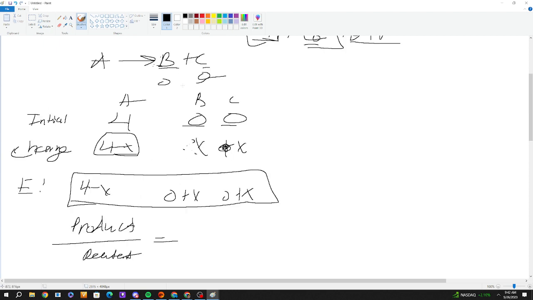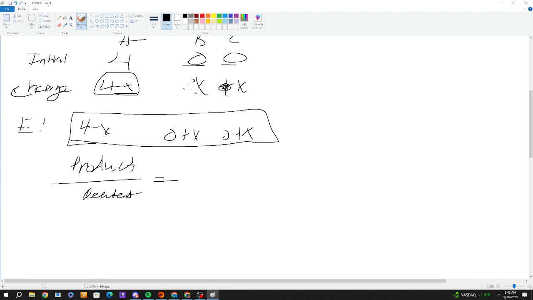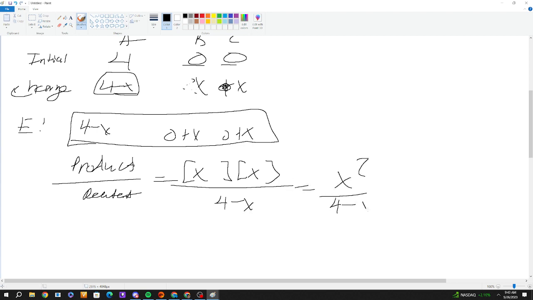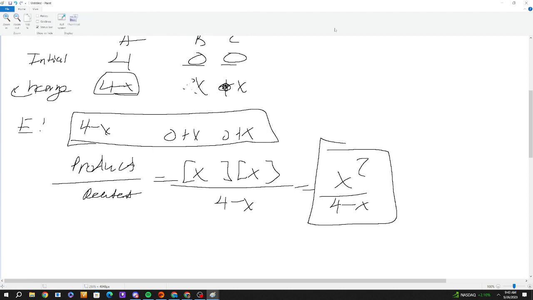Well, my products are B and C, so I've denoted this as 0 plus X and 0 plus X. I'm just going to say X times X, and then my reactant is just 4 minus X. Okay, so that's going to be X squared divided by 4 minus X. This right here is my equilibrium expression.